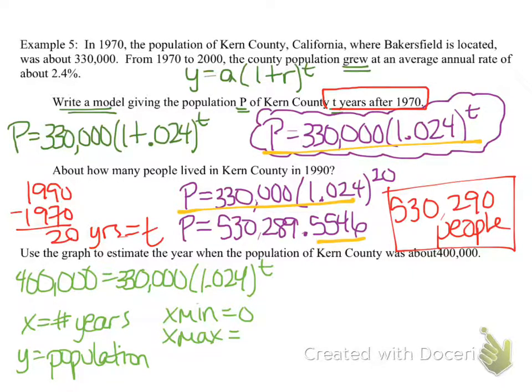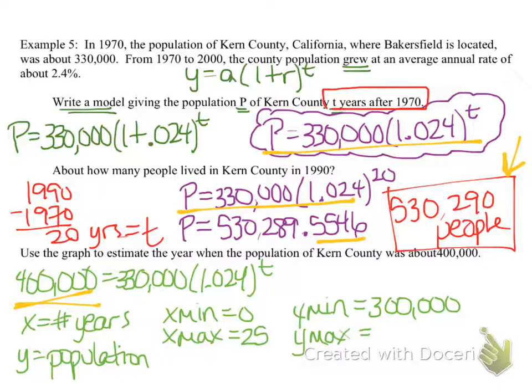Our maximum, well, after 20 years, we looked in the last example, we had a population of 530,000, and we're just looking for a population of 400,000. So let's set our x max as being 25. That's going to be ample amount of years to get to 400,000. As far as our population for our y minimum, well, we're starting out with a population of 330,000. Let's go a little bit below that and set our y minimum to be 300,000. And then since we want our graph to go at least to 400,000, let's go amply above that and set our y max to be 600,000.